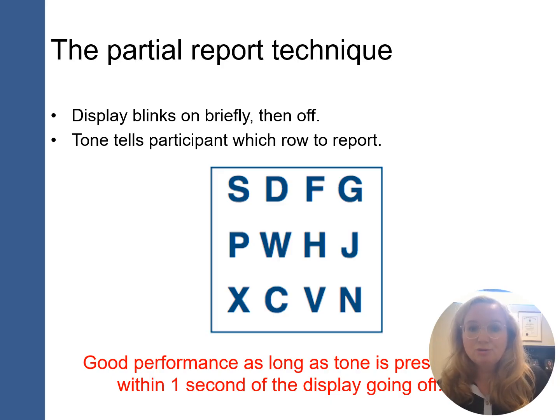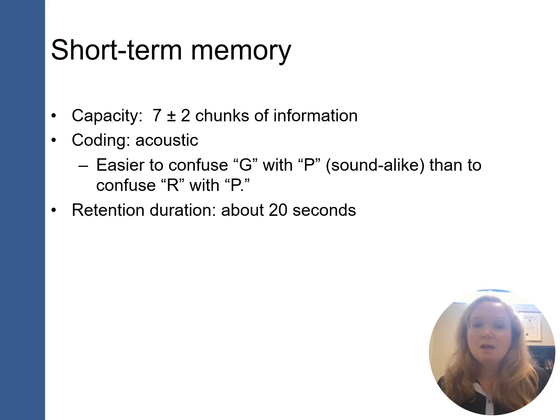Okay, and what we find is that it's very easy. The subjects have good performance as long as the tone is presented within 1 second of the display going off. But if you wait even 5 seconds, then they lose it. They just don't know. So if you have the display, then within a second the tone, they can report all the letters in the row the tone was indicating, high, medium, or low. But if it's more than a second, it's quickly lost. So we know that iconic memory is very brief.